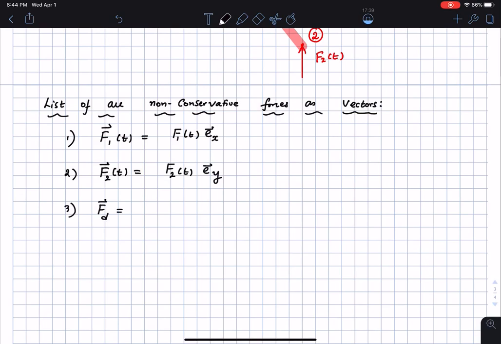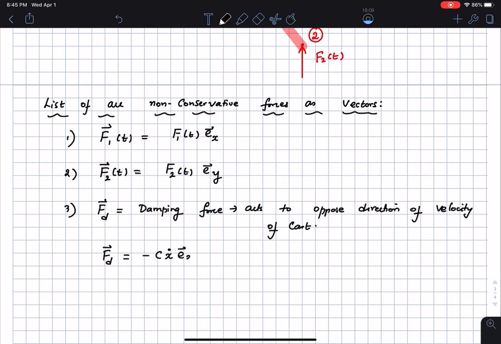So Fd is the damping force, and this acts to oppose the direction of the velocity of the cart, okay. So for us Fd is going to be minus c times x dot times Ex, okay. The damping force expression is from system dynamics or some other basic systems classes, okay.